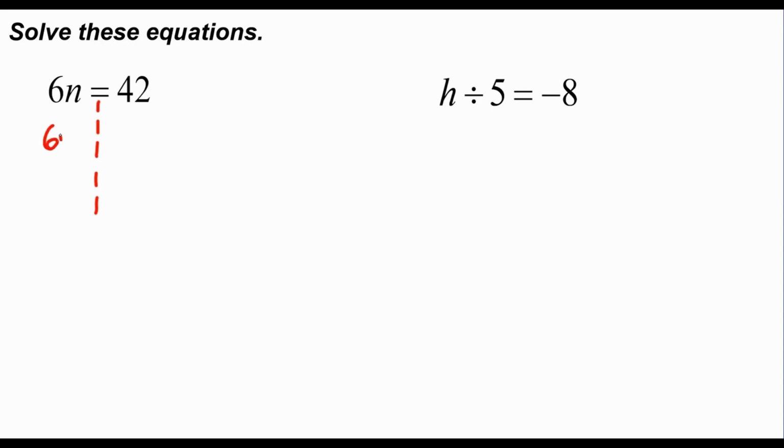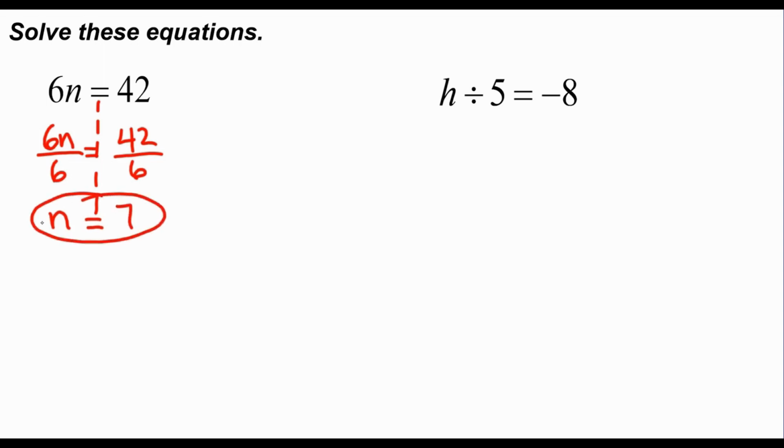So I'm going to take 6n and I'm going to divide it by 6, and that should be equal to 42 divided by 6. So I'm going to divide both sides of this equation by 6, and 6 times n divided by 6 is just n. Those two operations undo each other, and 42 divided by 6 is 7. So there's my solution, n equals 7. And again, I'm going to do a quick check here. Plug 7 into my original equation. 6 times 7 is 42.